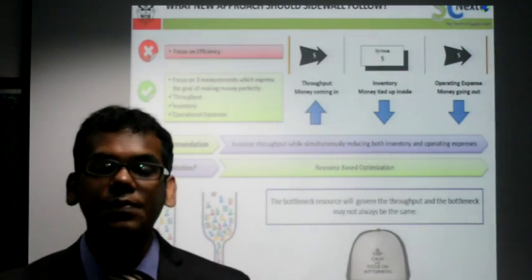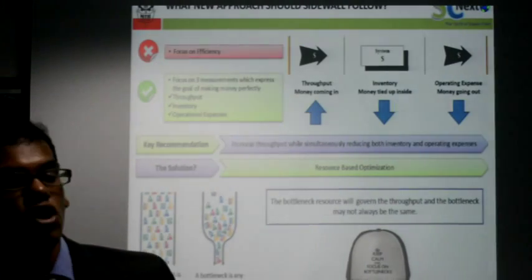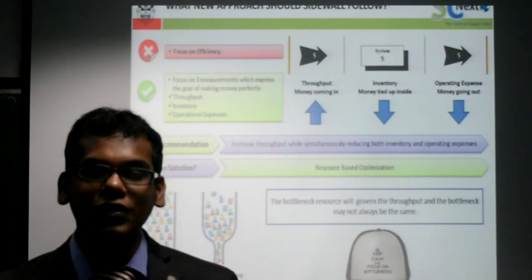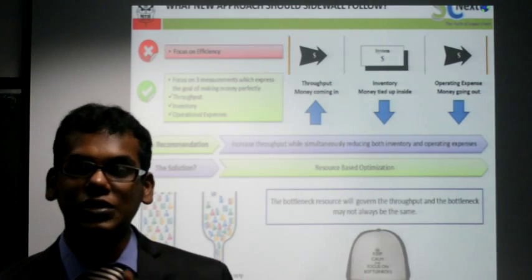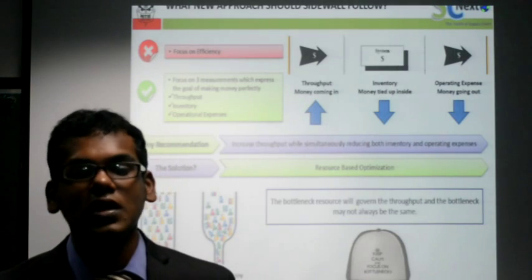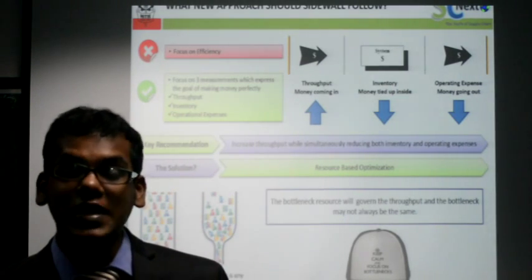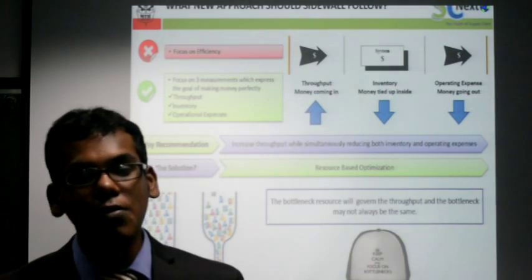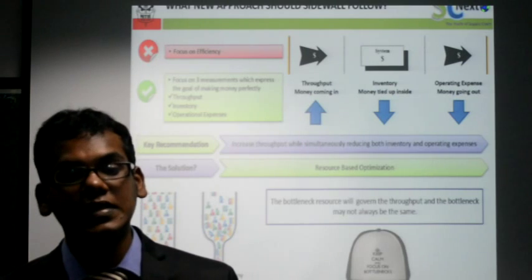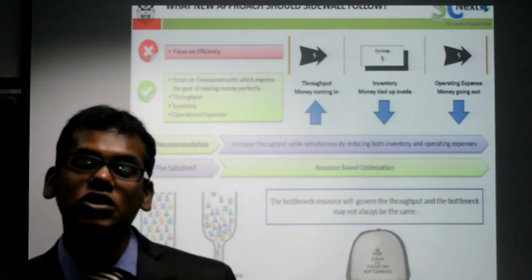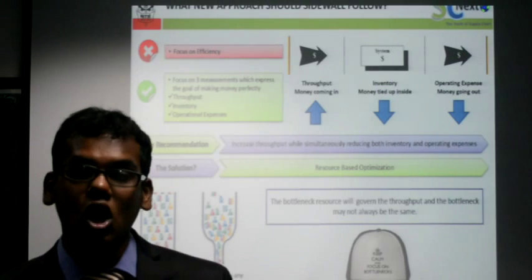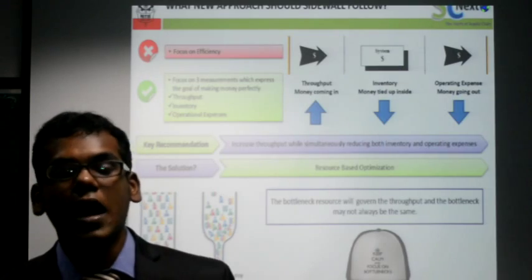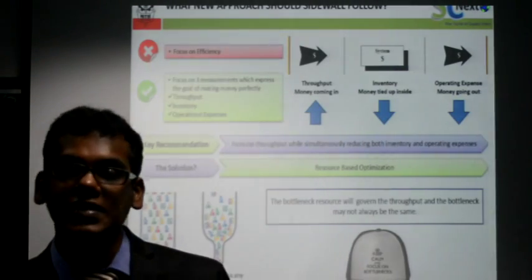But how do we achieve this in practice? That's where resource-based optimization comes into play. Basically, all the resources in a plant fall into either of two categories: a bottleneck resource or a non-bottleneck resource. A bottleneck is any resource whose capacity is less or equal to the demand which is placed upon it. A non-bottleneck is any resource whose capacity is greater than the demand which is placed upon it. The key about this resource optimization technique is that the bottleneck resource will govern the throughput, and the bottleneck may not always be the same.